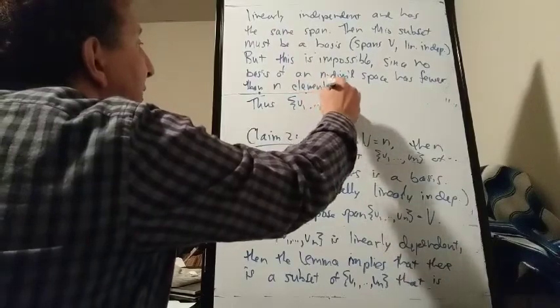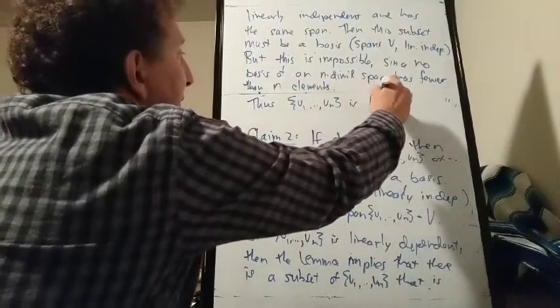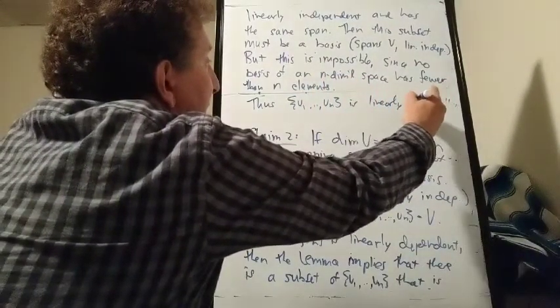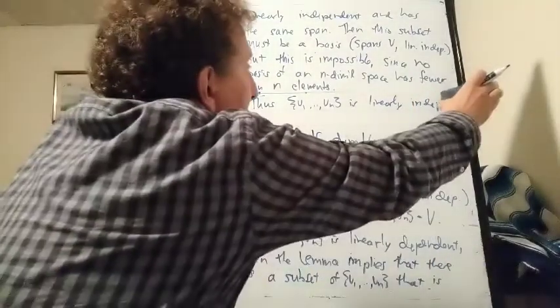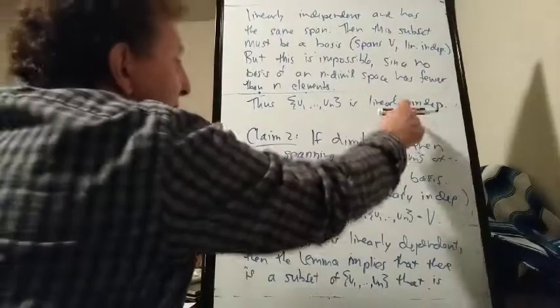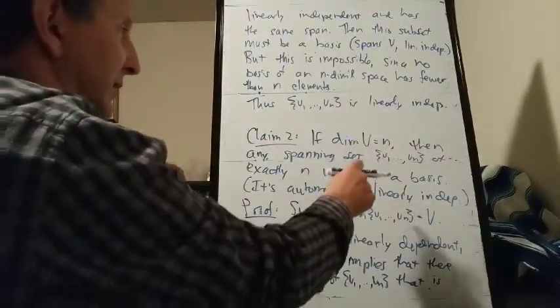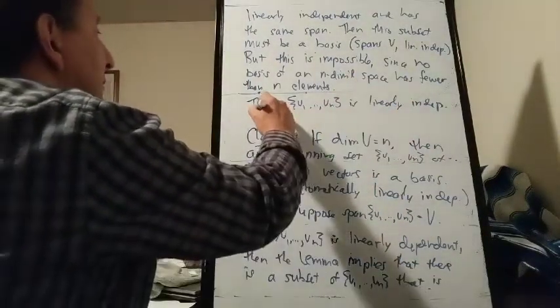So v1 through vn is linearly independent. And if it's linearly independent and spans the space, then it's a basis.